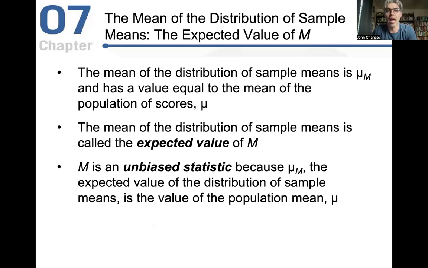So, how do we calculate this? We have the mean of our distribution of sample means, the mean of M. In this case, what we're looking at has a value equal to the mean of the population. The mean of the distribution of sample means is called the expected value of M, capital M, and we consider this an unbiased statistic because the expected value of the distribution of sample means is the value of our population mean. So they match up. It's kind of going back to that rule, one of those two rules I showed you earlier on in the slides.